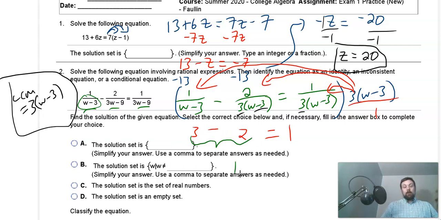3 minus 2 is going to be 1. And I get 1 equals 1, which is true. So if your variable disappears and you get a true statement, that means there are infinitely many solutions. If your variable completely disappears and you get a false statement, that means there is no solution. And so that's how you tell the difference between the two.